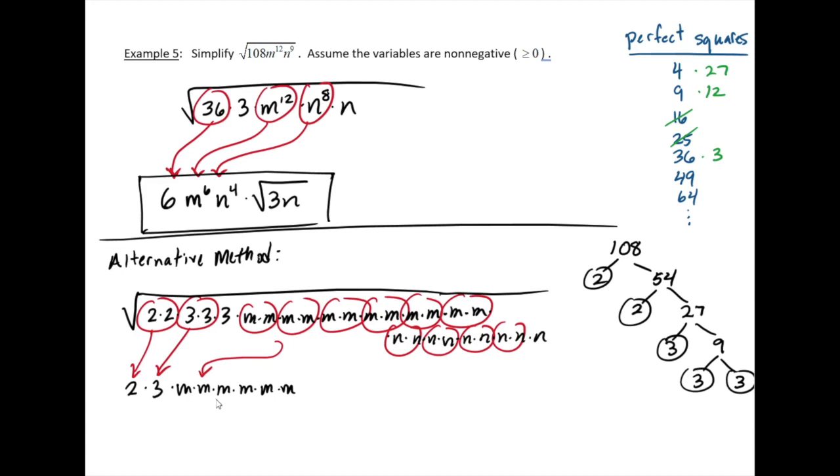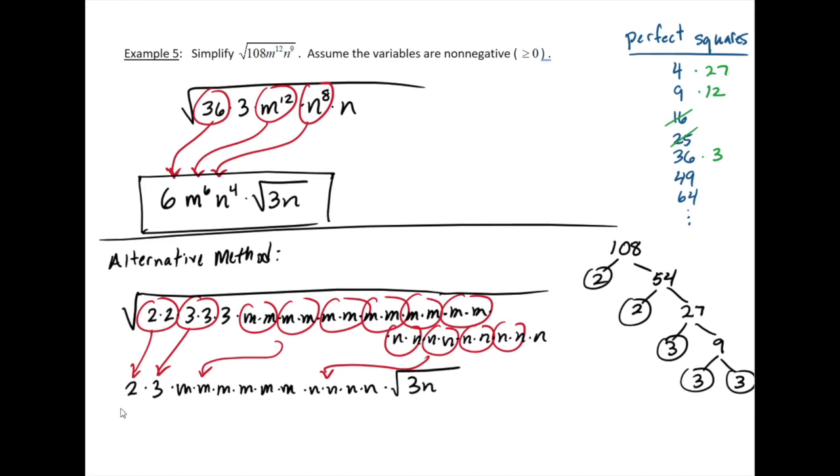Here's our 6 single factors of m, and we have 4 pairs of the factor n. Each of those will come out as a single factor of n. Here's our 4 single factors of n on the outside. On the inside, we're left with a factor of 3 and a factor of n.